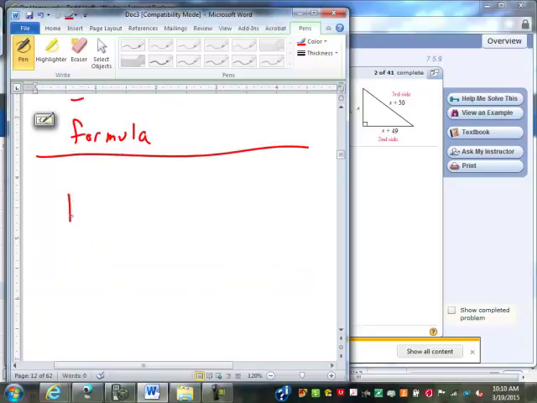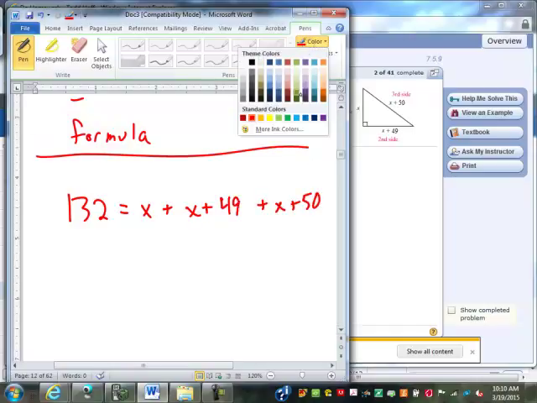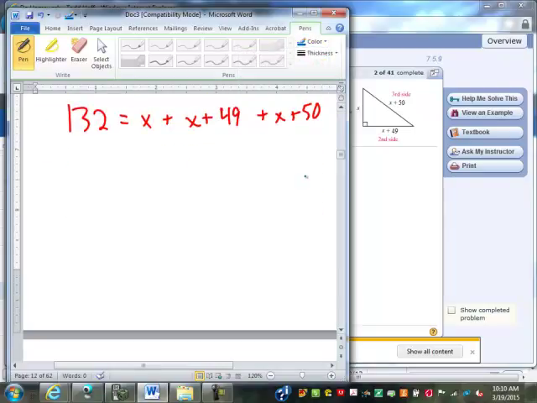So if the perimeter is 132, 132 is equal to x, the first side, plus x plus 49, the second side, plus x plus 50, the third side. Now we're going to combine whatever we can combine, which is nothing on this side. x and x make 3x. Look at this: 1x, 1x, and 1x add up to 3x.